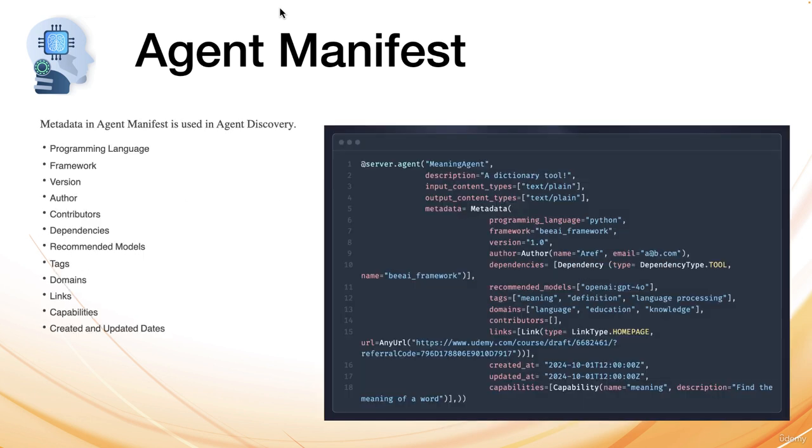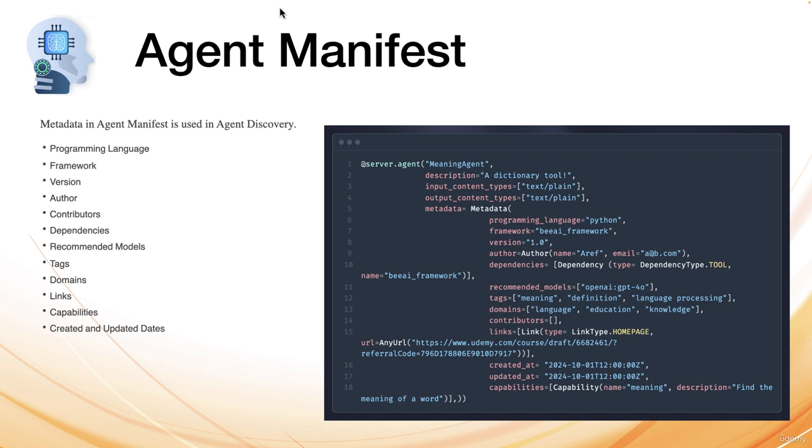On top of the name, description, and content type, we can also provide metadata. Metadata includes programming language, framework, version, author, contributors, dependencies, recommended models, tags, domains, links, capabilities, and creation dates. You do not need to provide all of these pieces of information. You can pick and choose based on what you want to do with your agent and how you want to handle your agent discovery.